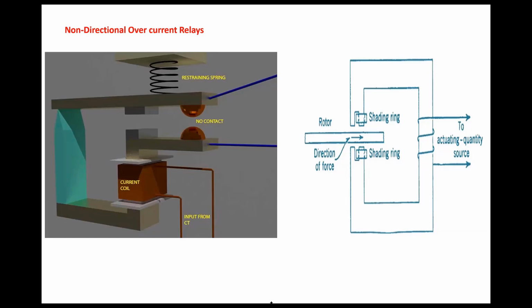Understand? So here you can see in the first image, this type of construction is called attracted armature construction. Here the secondary CT current will enter through the current coil and return. So the input is from the secondary of the CT. This current will flow through the coil.